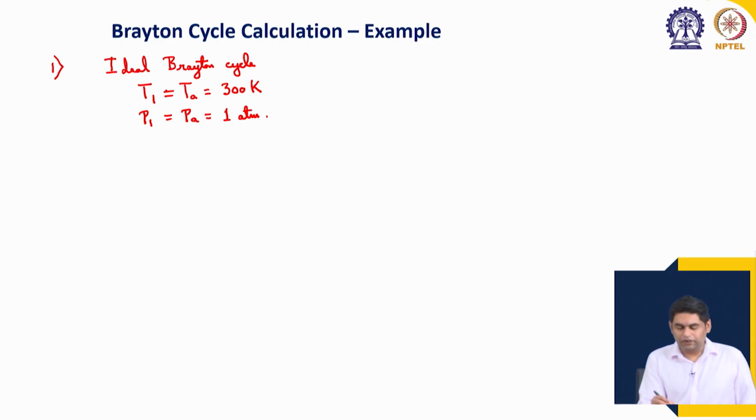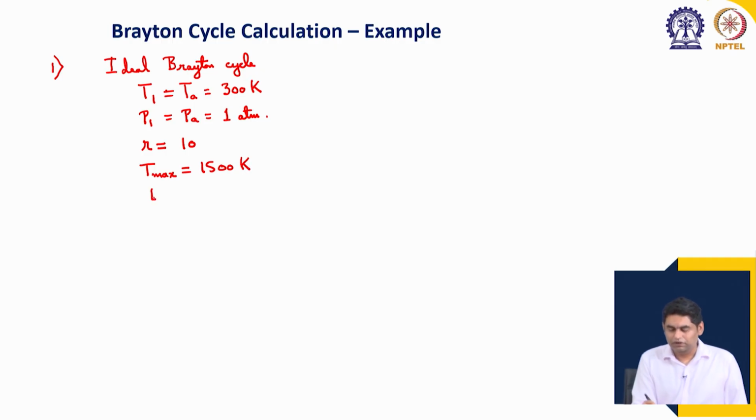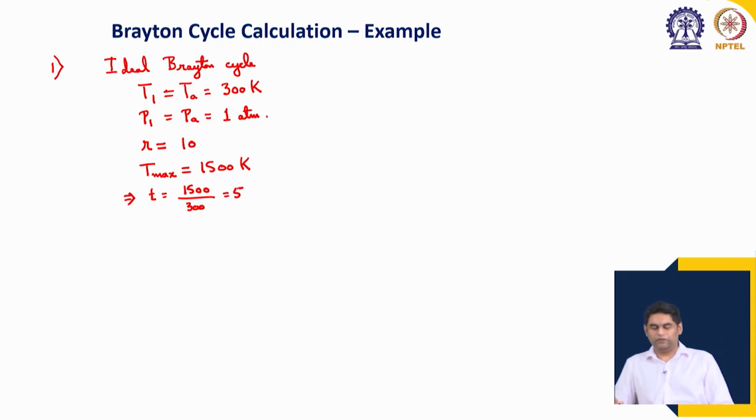It is also given what the values of the design parameters are. The design parameter pressure ratio R has a value of 10, and the maximum temperature that occurs in the cycle has a value of 1500 Kelvin. Remember that based on our definition of temperature ratio, this means that T is equal to 1500 by 300, which is equal to 5, a temperature ratio of 5.